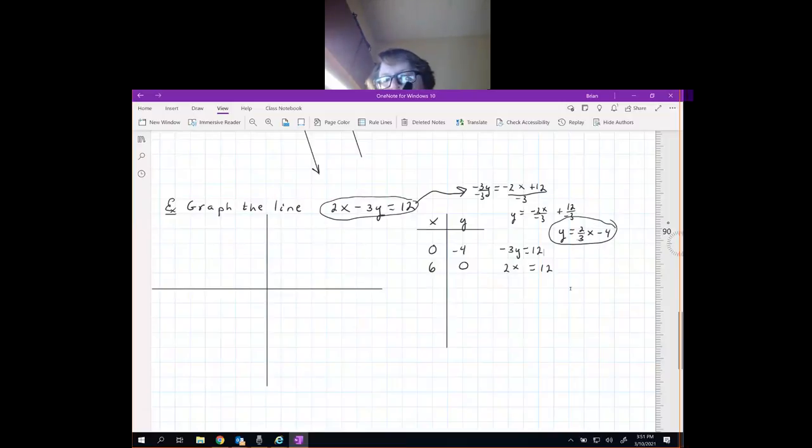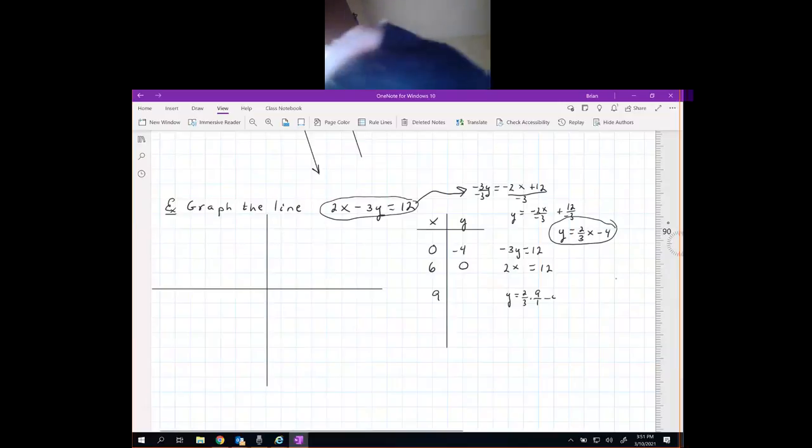9. When you replace x with 9, y will be 2/3 of 9. So I replaced x with 9, 9 over 1, just to make it useful. This way avoids the fraction. This canceled out the fraction. 2 times 3 is 6. But then when I subtract 4, I'll just have 2.